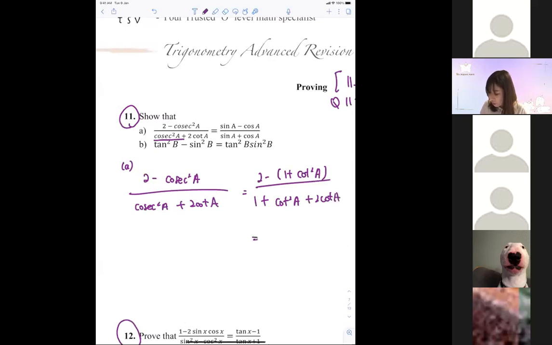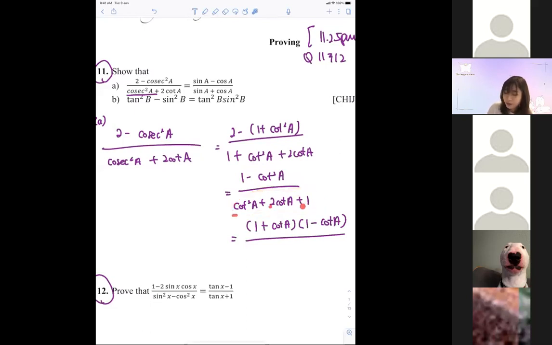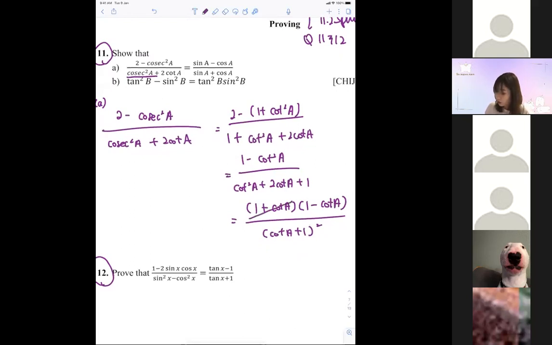You have here 1 minus cotangent square A. You have here cotangent square A plus 2 cotangent A. I just rearrange plus 1. Can you see that this is your A square minus B square? So we have A plus B, A minus B. The bottom here is your quadratic equation. If you put 1, 2, 1 in your mode 3, 3, you will get cotangent A plus 1 whole thing squared. So there is a common bracket. Gone, gone.